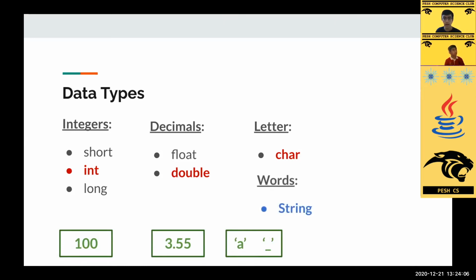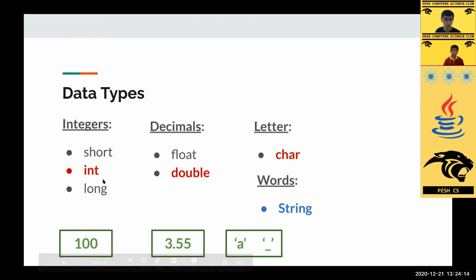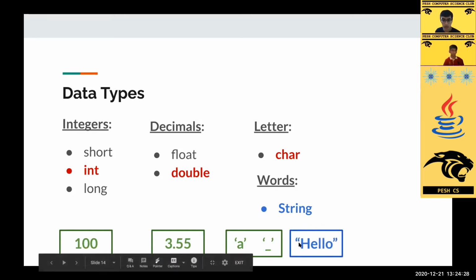If we want to combine multiple characters to form a word, we would use a string data type. And String is in blue because it's different from all of these other ones. You can see short, int, long, float, double. They all start with lowercase letters, but String starts with an uppercase letter. We'll discuss this in more detail tomorrow and why String is different. But strings can store actual words, and we use double quotes for them.